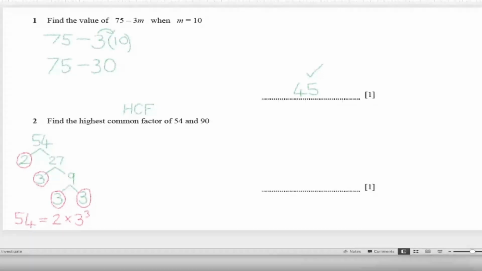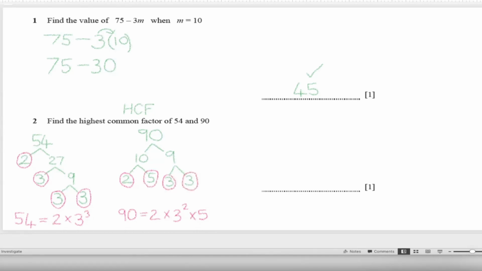Now we are going to do the same with the number 90. So let's start with 90. So I can divide 90 by 10, then I get 9. I can divide 10 by 2, then I get 5. I can divide 9 by 3, then I get 3. Okay, 2, 5, and 3, they are all prime numbers and they are all factors of 90, so they are the prime factors of 90. So we can say that 90 is equal to 2 times 3 squared times 5, because we have 1 2, we have 2 3s, and we have 1 5.